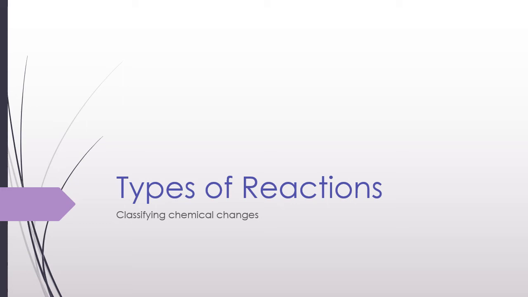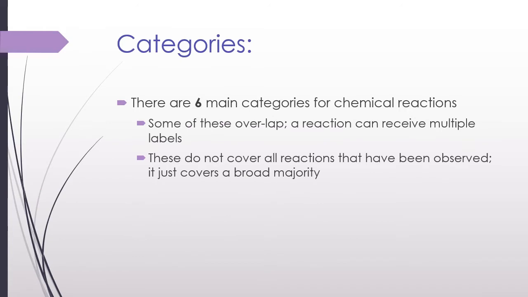Hello everyone. Today we're going to talk about different types of reactions. We are going to talk about 6 specific categories of chemical reactions. A few of these categories can overlap with each other. In other words, if you look at a chemical reaction, you might be able to label it in multiple different ways. This does not cover all of the possible reactions that can occur. This just covers a majority of inorganic reactions and the ones that we will be seeing in class.